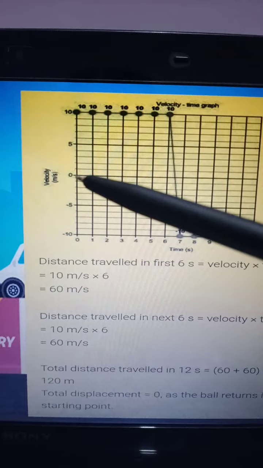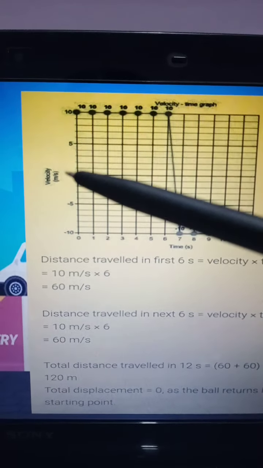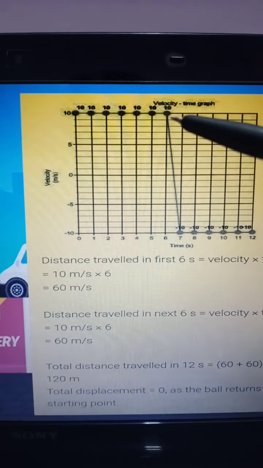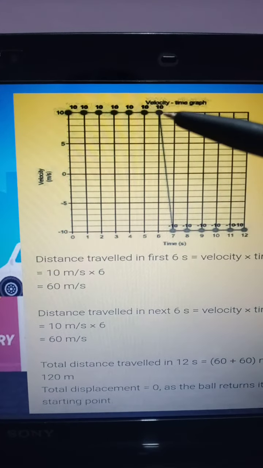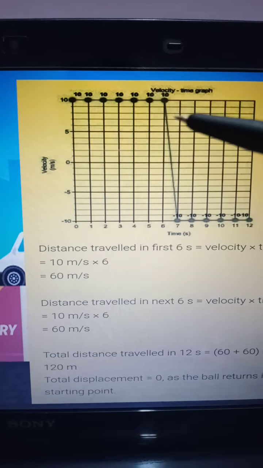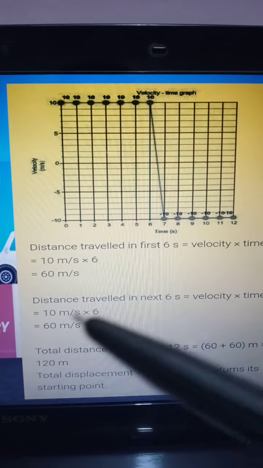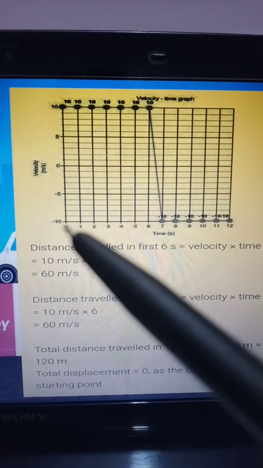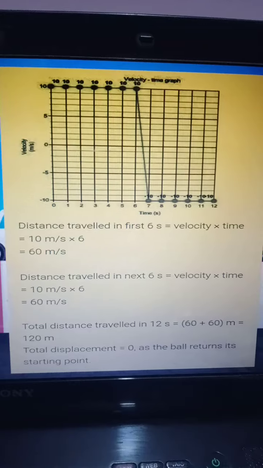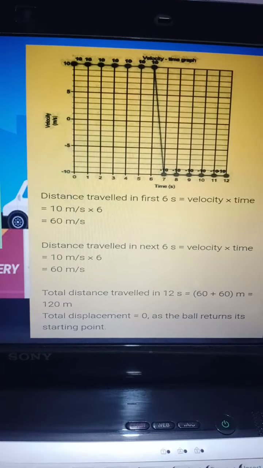So this is in two parts, from 0 to 10 and then 0 to minus 10. From here to here the motion is in the positive direction, and at this junction the ball hits the wall and returns back. So here you can observe that the motion now starts in the negative quadrant. Now for this graph we are going to find out the displacement.